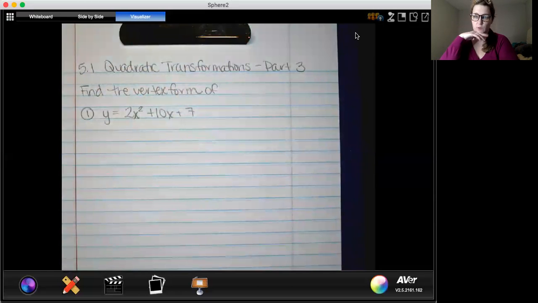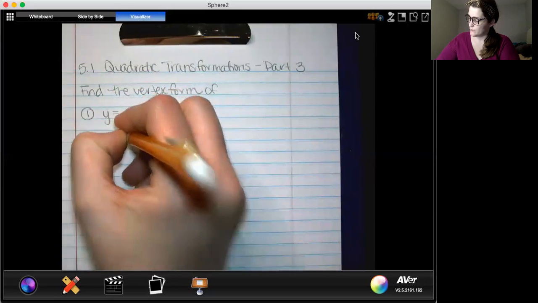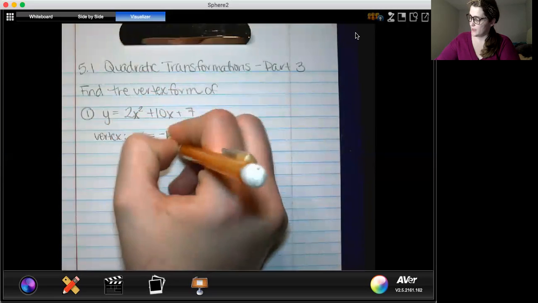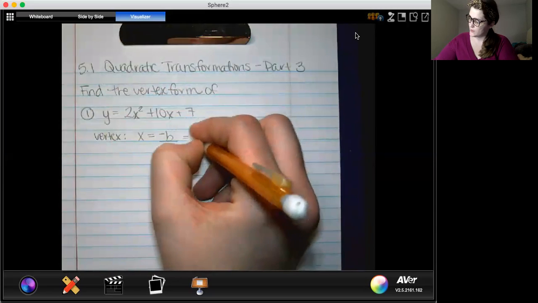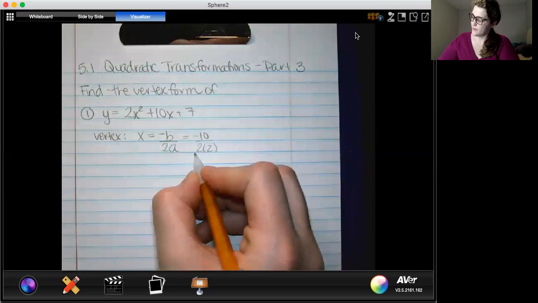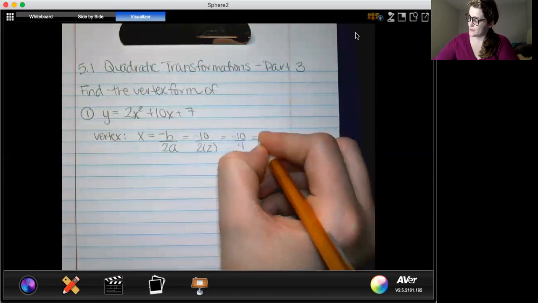So to find the vertex form, we need to know what the vertex is. So how do we find the vertex from standard form? Hopefully you remember that to find the vertex, first we have to find x equals opposite b divided by 2a. So the opposite of b divided by 2a, negative 10 divided by 4, which would simplify as negative 5/2.